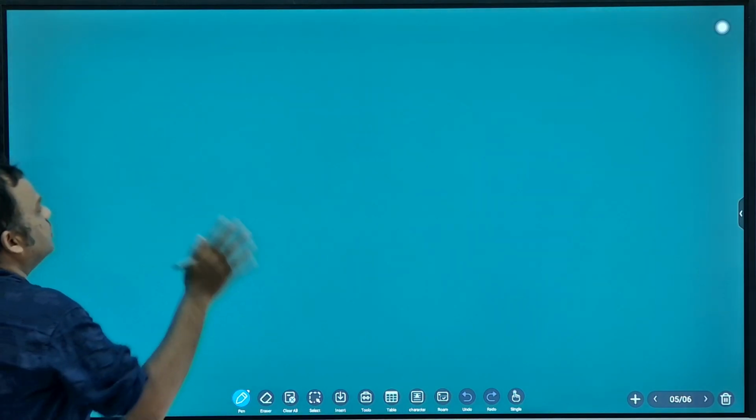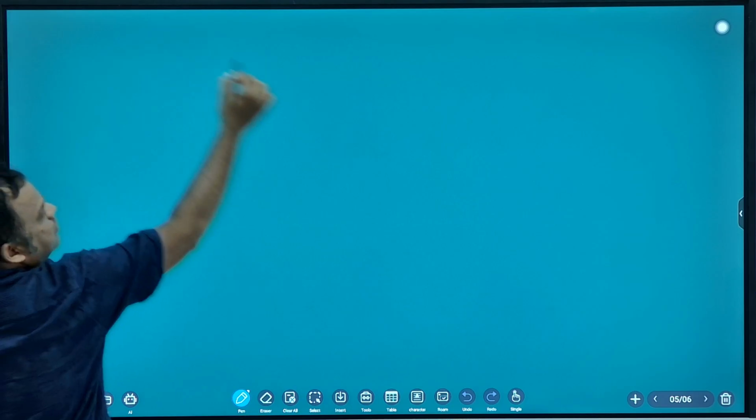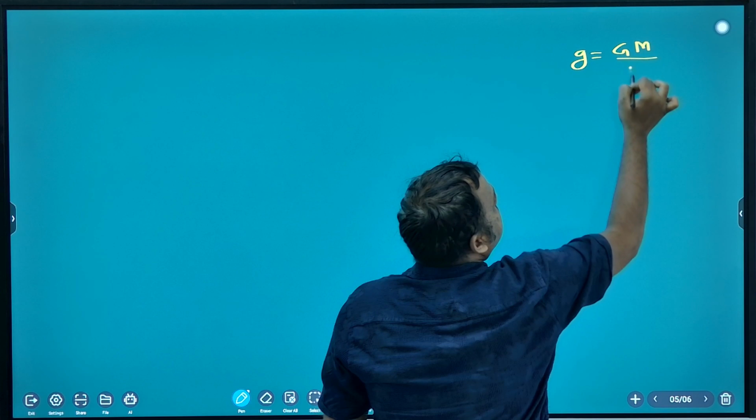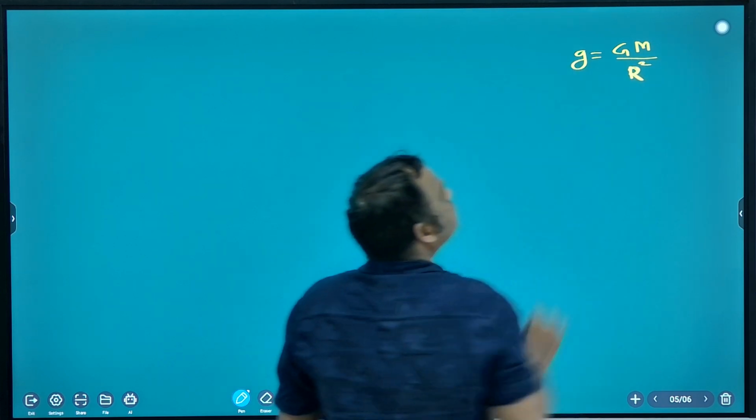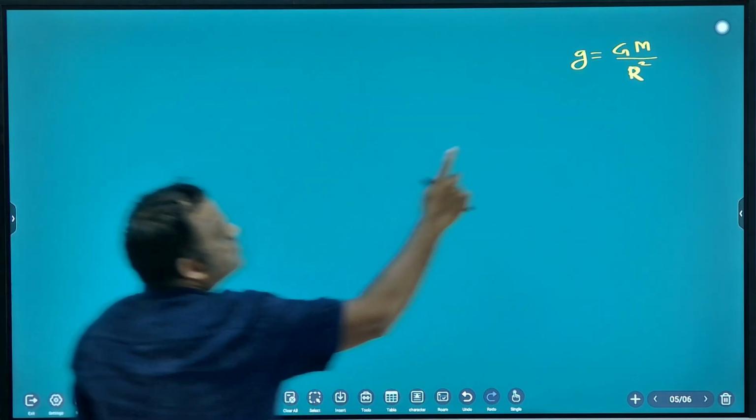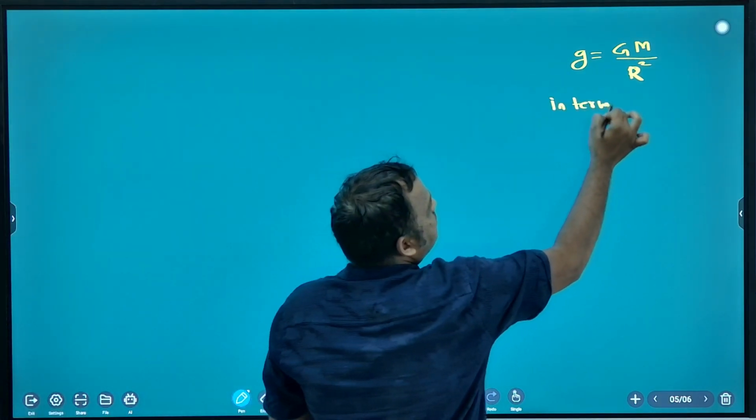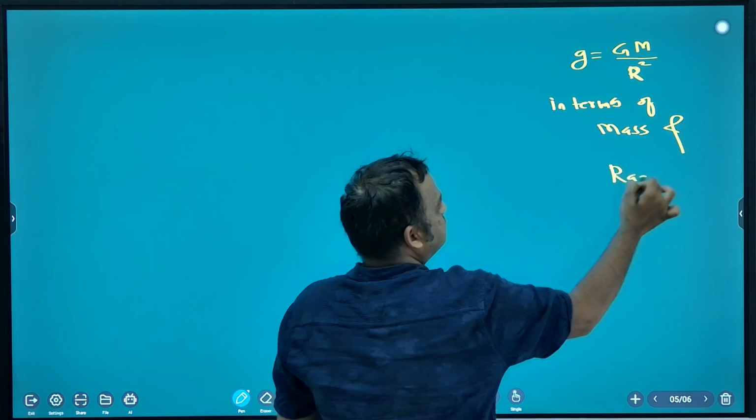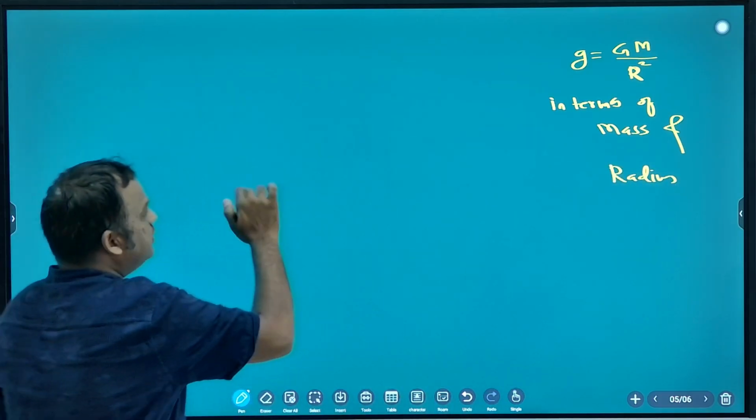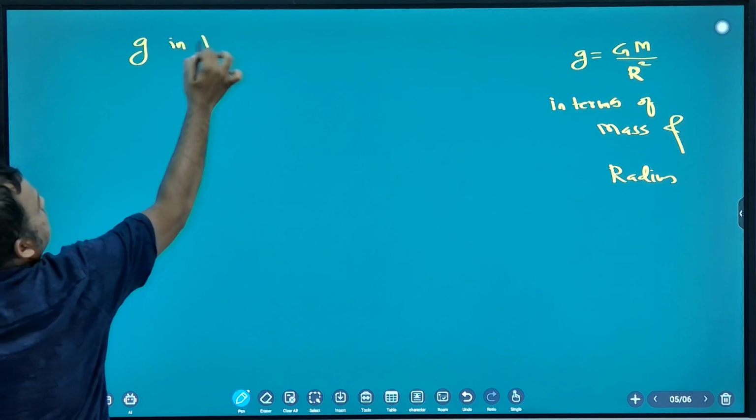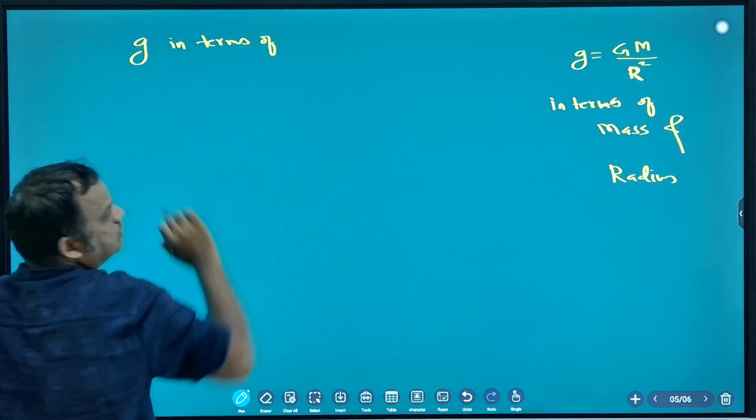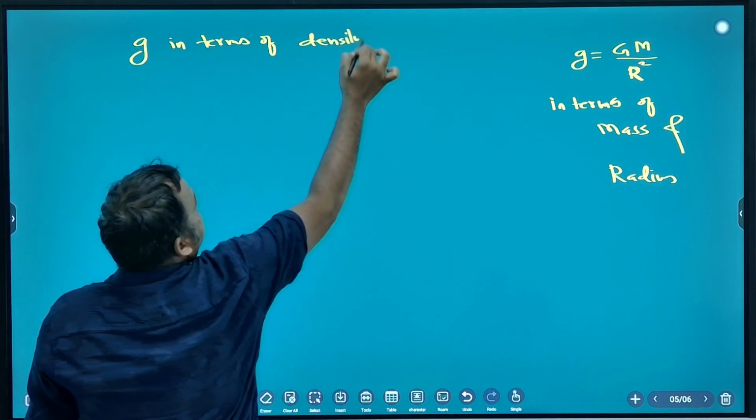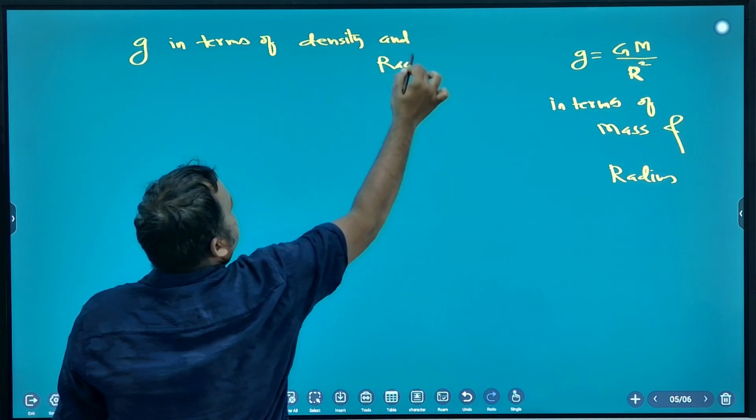So next, note down. One formula we have discussed. What is the formula? g = GM by r square. This is in terms of mass and radius. Now we will find g in terms of density and radius. Okay, so let's solve.